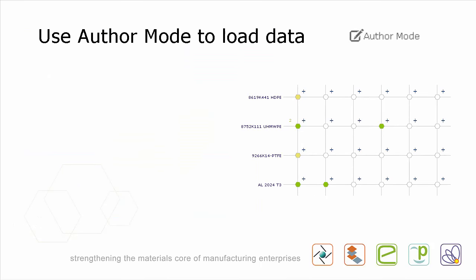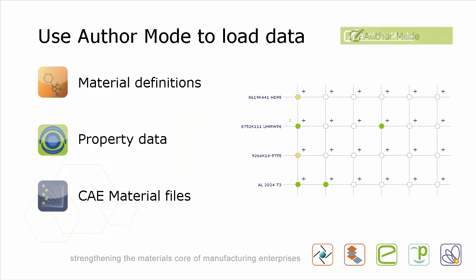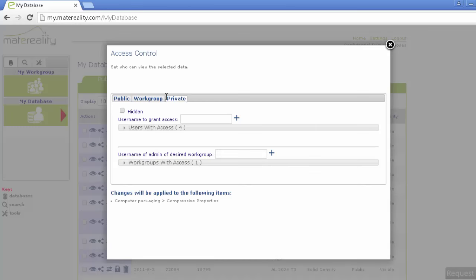The Author Mode interface makes it easy to add material definitions, property data, and CAE material files, all carefully organized and linked for now and the future. With a workgroup, this data can be made accessible to every member of your team.